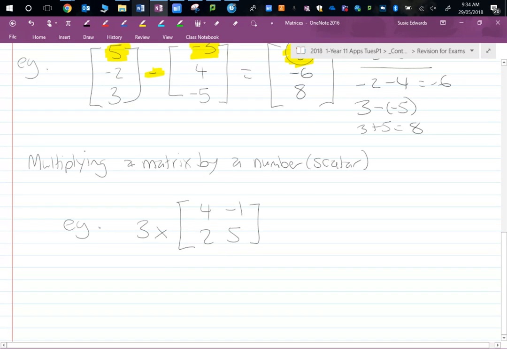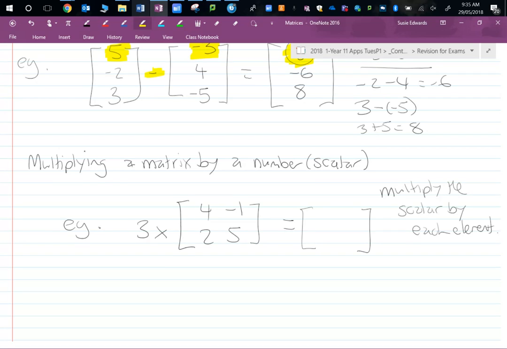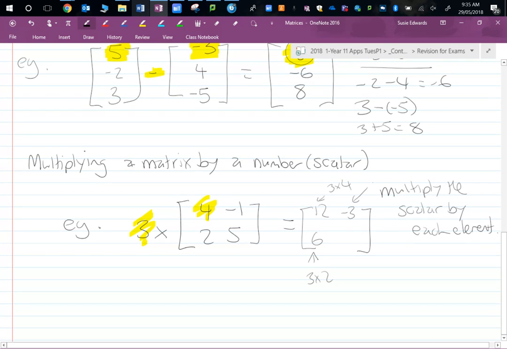Can anyone remember how we find the answer to this? We multiply the number, we multiply the scalar by each element. So this only works when it's a whole number multiplied by a matrix. So we say 3 times, so we go 3 times 4 equals 12. 3 times 2 equals 6. 3 times negative 1 equals negative 3. 3 times 5 equals 15.